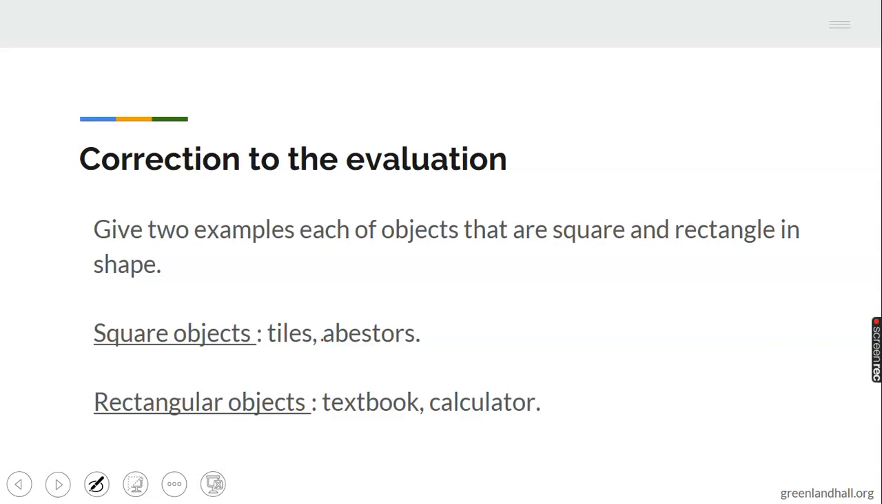You were told to give two examples each of objects that are square and rectangle in shape. For square, we have tiles and asbestos. If you check your tiles very well, though we have some tiles that are rectangle, we have some that are square, but mostly square. And if you look at your asbestos, it's the same. How do you know? Because they are equal in length. For rectangular objects, we have your textbook. If you check it, one side is longer than the other. Then your calculator also is another example.